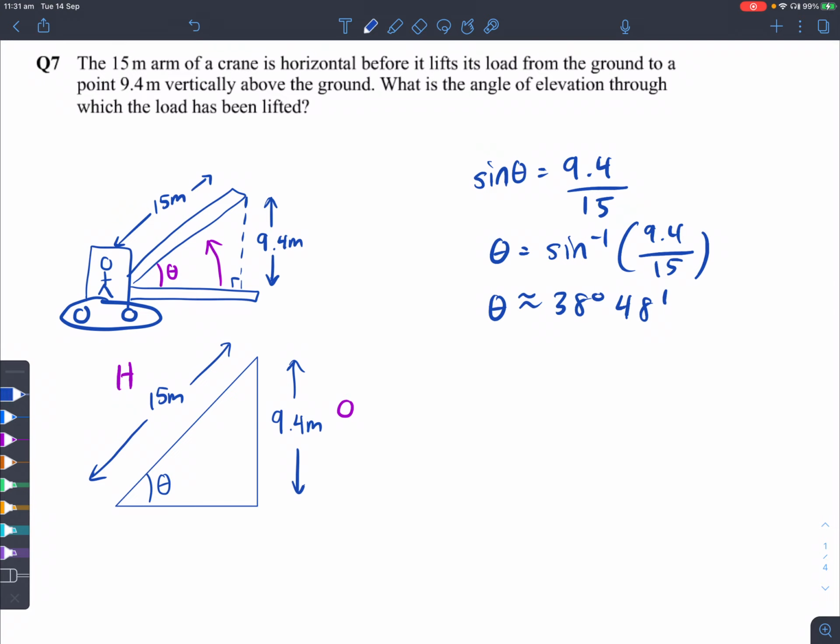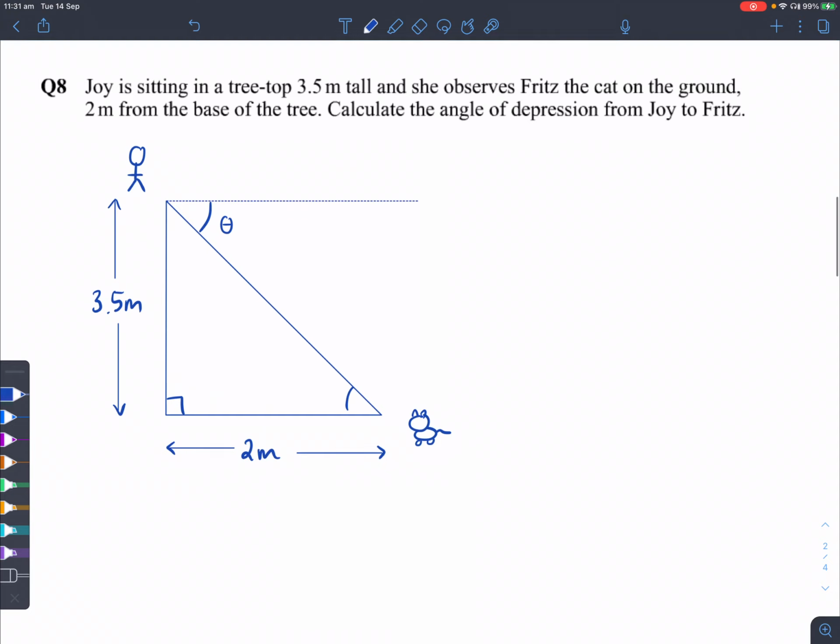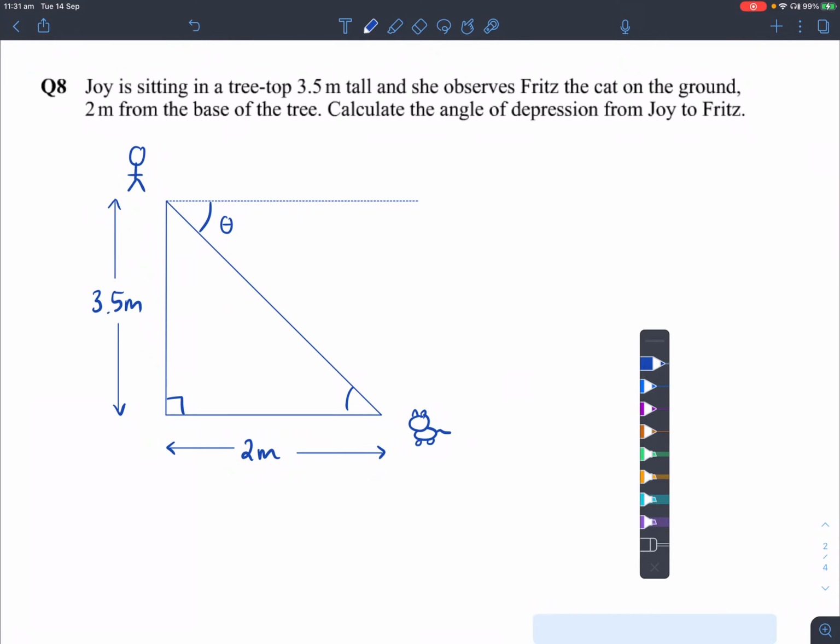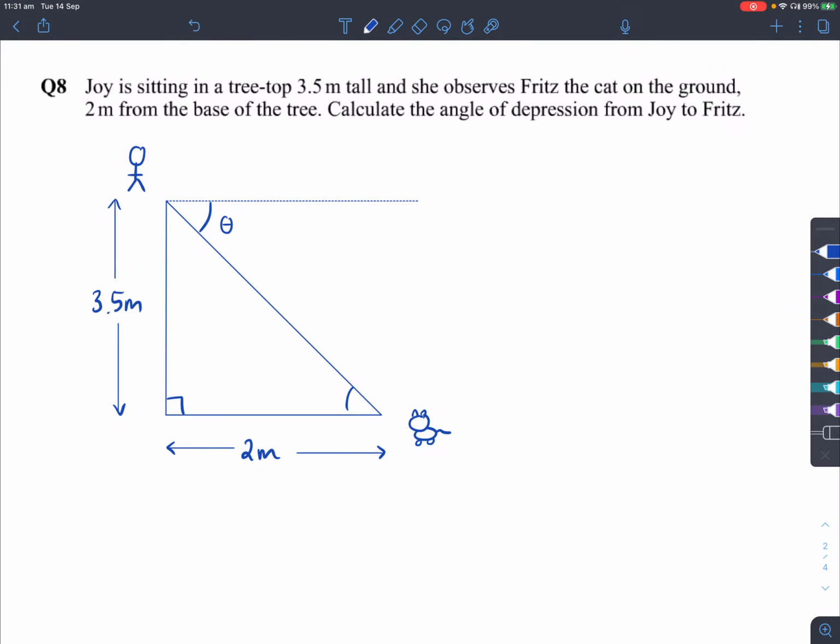Right, let's move on to question 8. Joy is sitting in a treetop 3.5 meters tall, and she observes Fritz the cat on the ground 2 meters from the base of the tree. Calculate the angle of depression from Joy to Fritz. So here is Joy. Joy is on a treetop that is 3.5 meters tall, observes the cat down here, and you want to find the angle of depression.